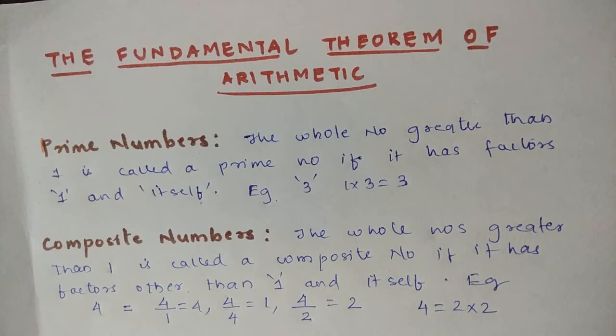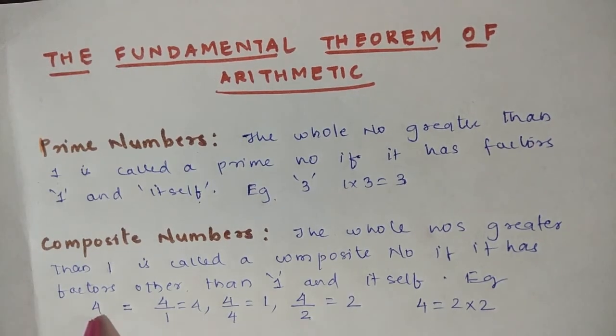That is, a whole number greater than 1 is called a prime number if it has factors 1 and itself. Now let us come to the other type of number, that is composite numbers. What are composite numbers? A whole number greater than 1 is called a composite number if it has factors other than 1 and itself. So the numbers which have factors 1 and itself, and more factors also, are composite. For example, 4.